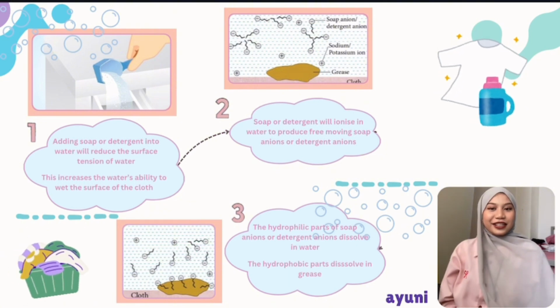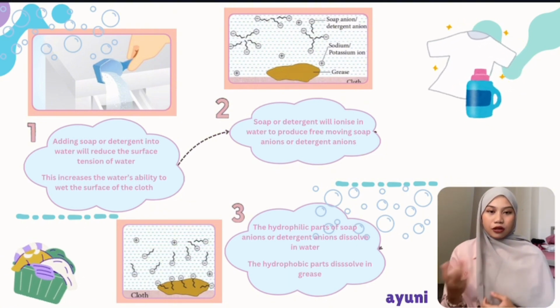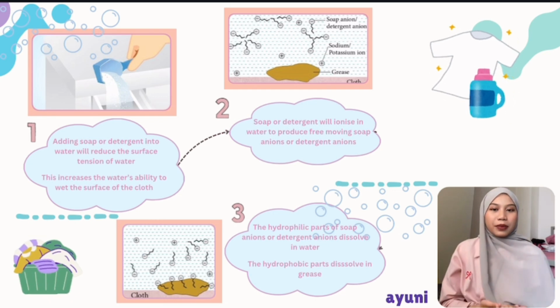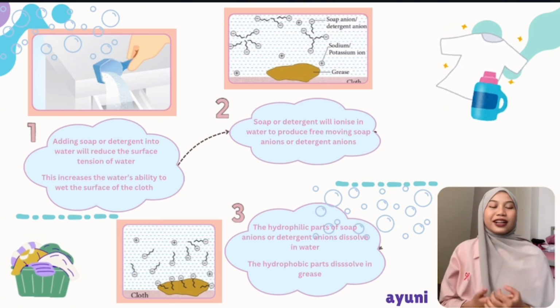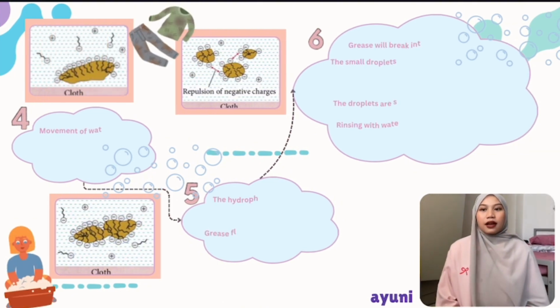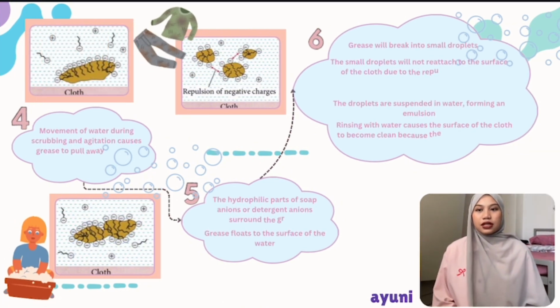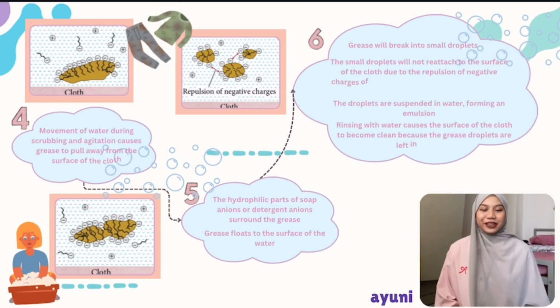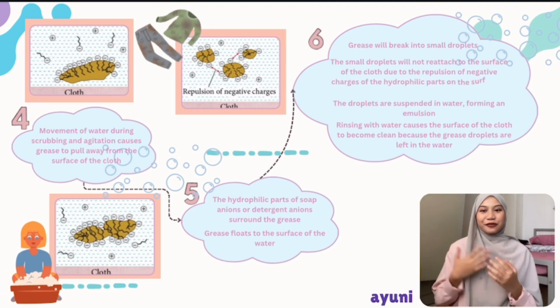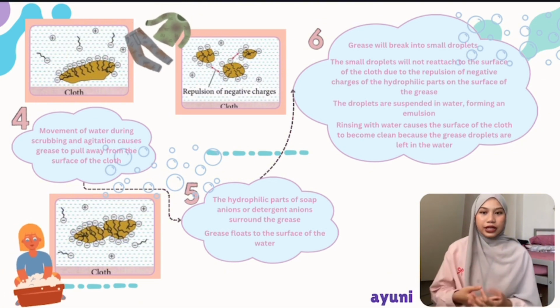Third, the hydrophobic parts of soap anions or detergent anions dissolve in grease. So next, movement of water during scrubbing and agitation causes grease to pull away from the surface of the cloth. Then, the hydrophilic parts of soap anions or detergent anions surround the grease.